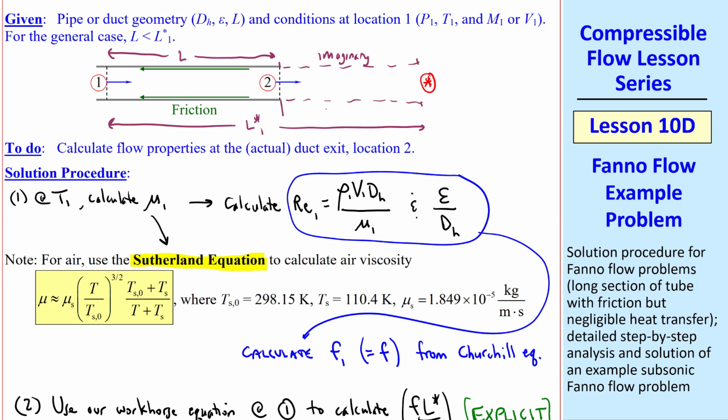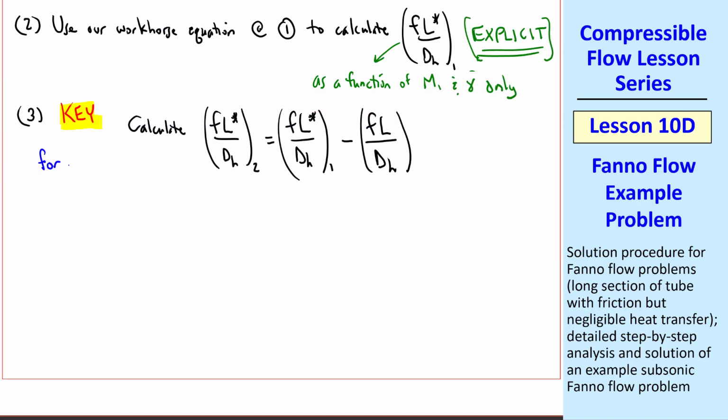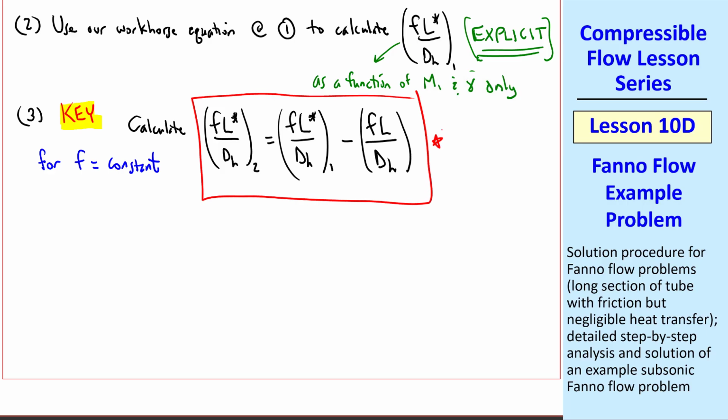We know that since this distance is L star 2, L star 1 minus L star 2 is L. So this equation is valid for a constant f. As I said, this is our key equation for solving Fanno flow problems. Well, we will have calculated this in step 2, and f, L, and D_H are all known. Therefore, we can get a value for this.